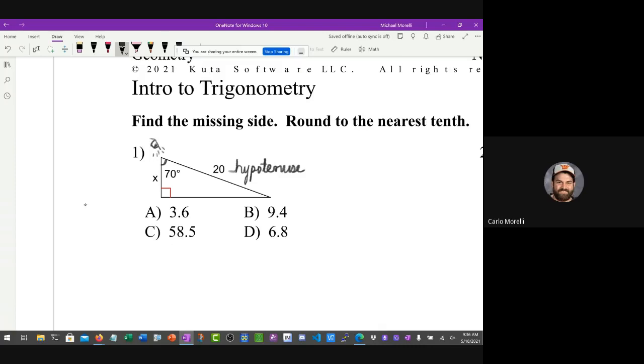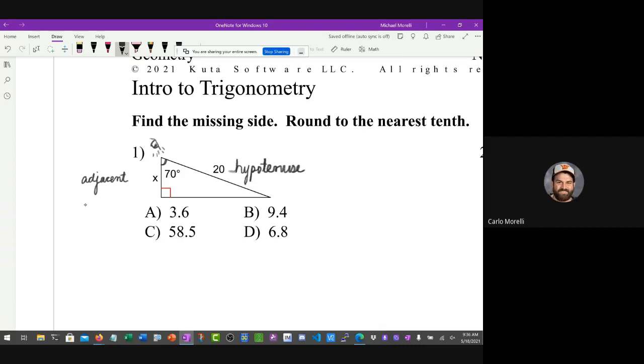So next to X, write the word adjacent, and that's ADJACENT. Adjacent, okay? Let me write it in cursive here. Adjacent. Okay, so we have the hypotenuse and we have the adjacent.